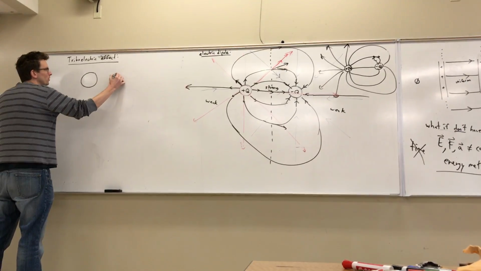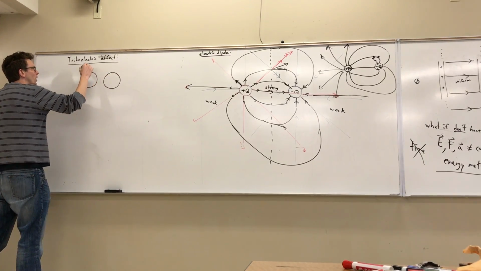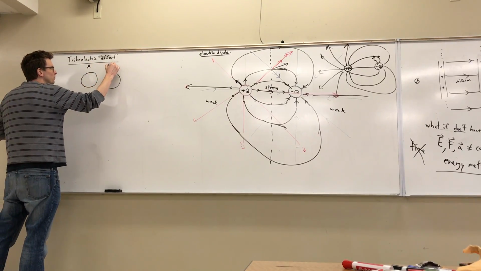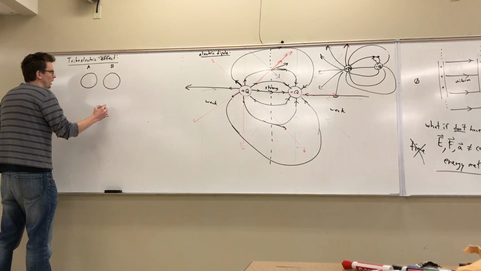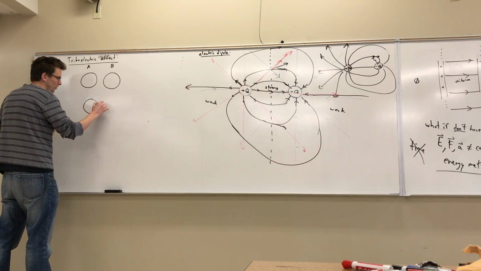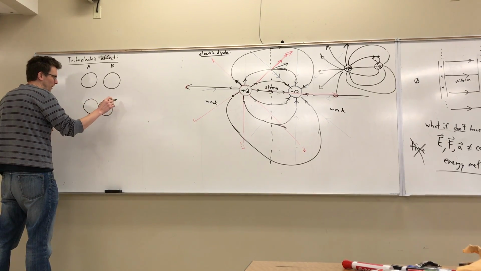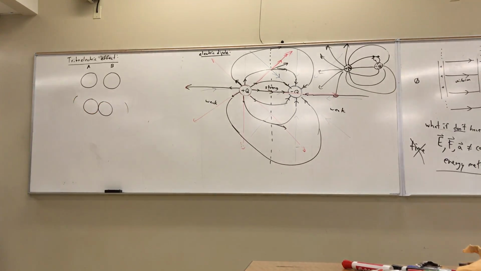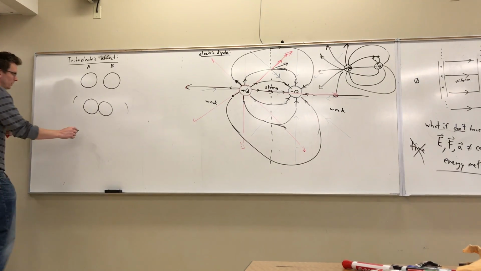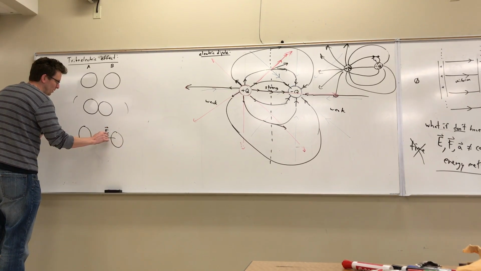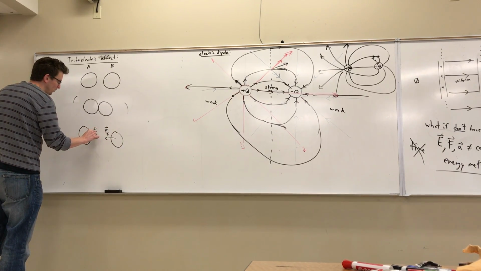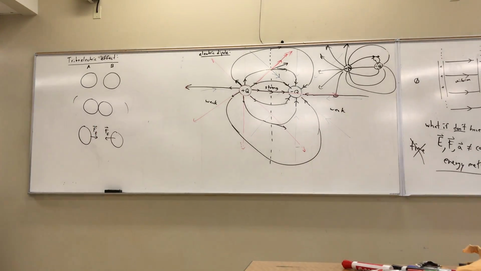So what happens here? You have two objects. I'll call them objects A and B. And they're both neutral objects to start with. And it was noticed that when you rub them together, and I don't know how to draw rubbing, something like that, it was noticed that they suddenly attract each other. And the name given to this phenomenon was the electric force.